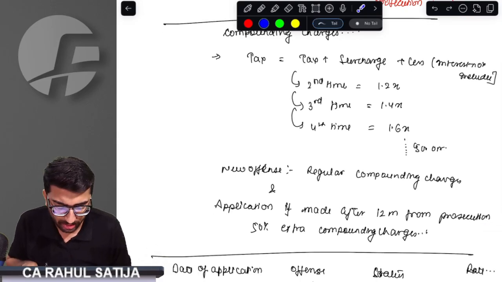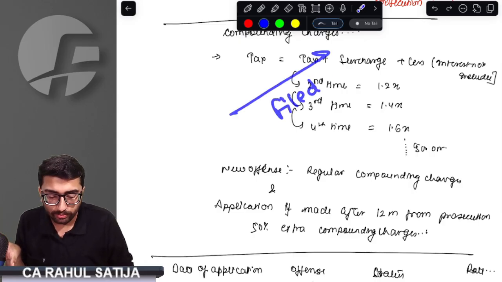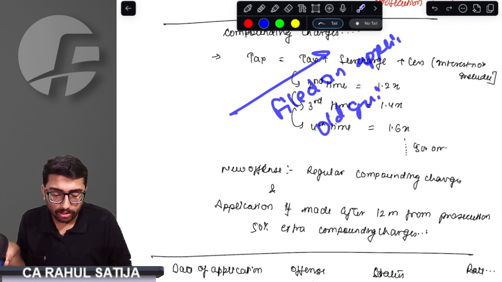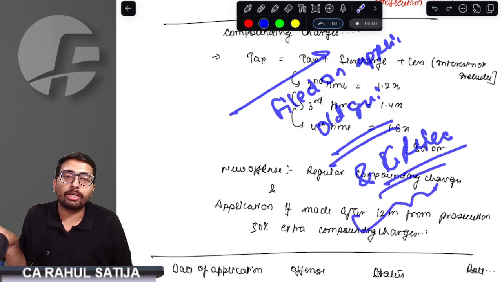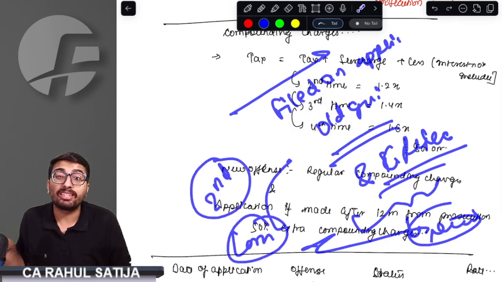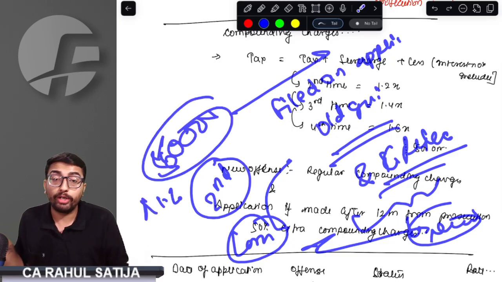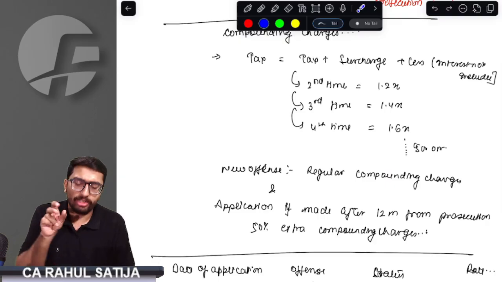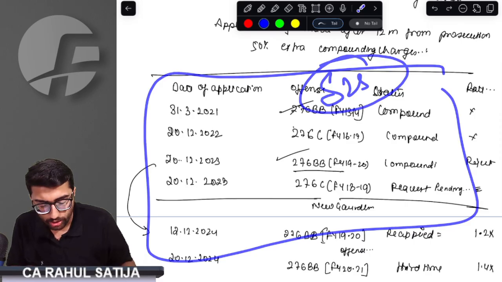Remember, sir, if you have filed an application under old guidelines, and that was rejected under old guidelines, and you are now requesting compounding again under the new guidelines, under a consolidated application, then this will be considered a second application under the same section, and the compounding charges for this rejected application would be 1.2 times only. There is a question in the RTP that you must refer. RTP September 25 MCQ. You can refer to that.